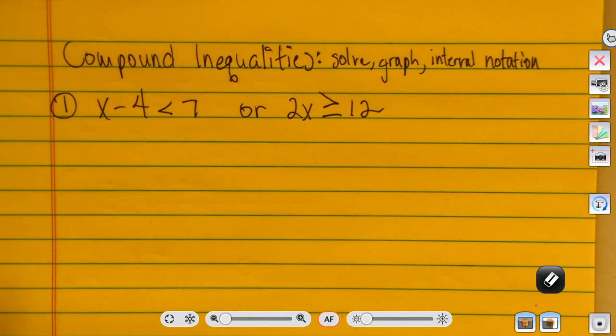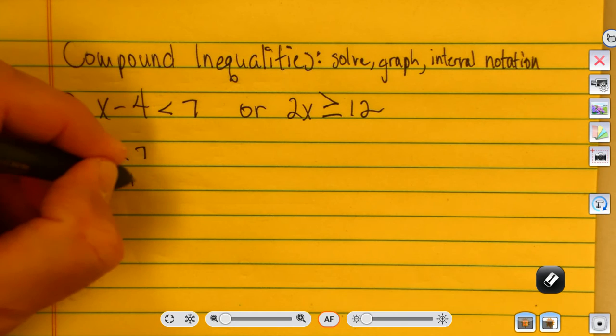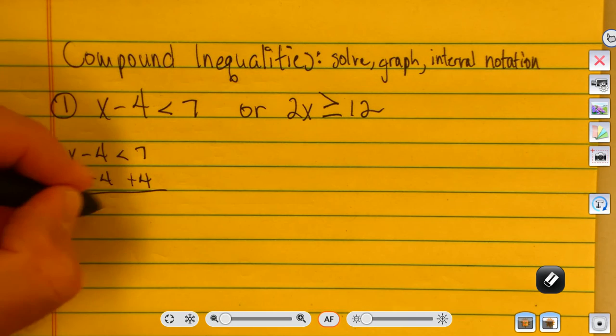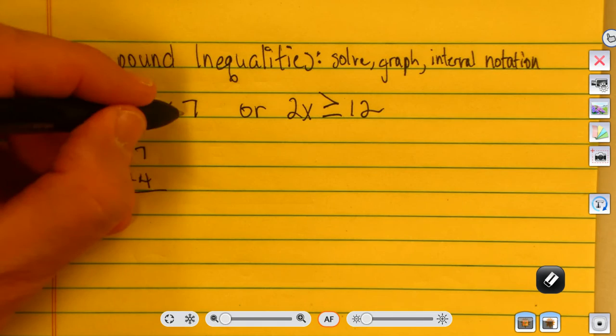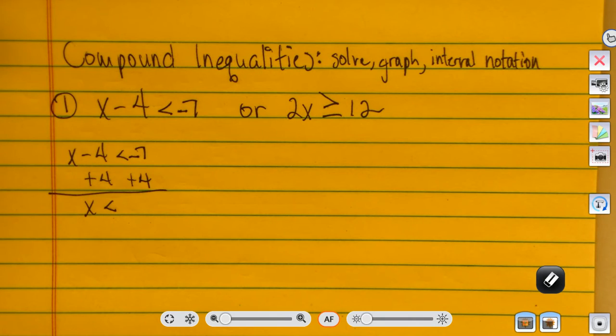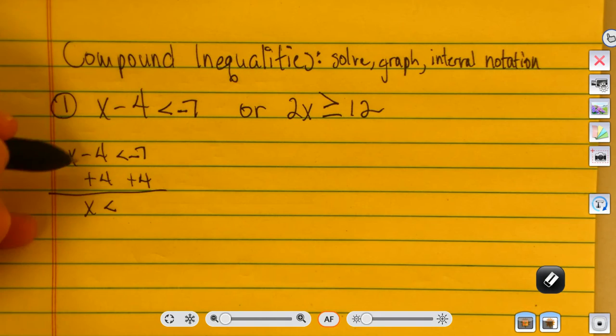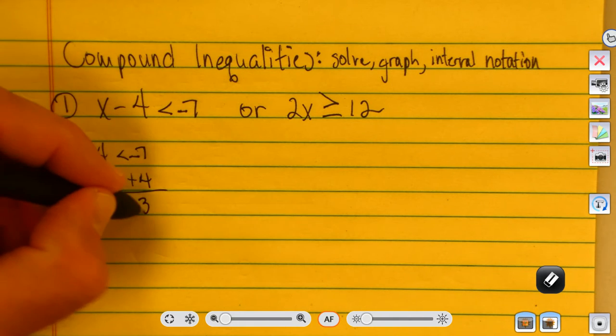So what I'm going to do is solve each half separately. For example, x minus 4 is less than 7. I know my first step is to add 4. And so x is less than, and I miscopied this. This needs to be negative 7. Just make that quick correction, please. x minus 4 is less than negative 7. And when I add these, I get x is less than negative 3.